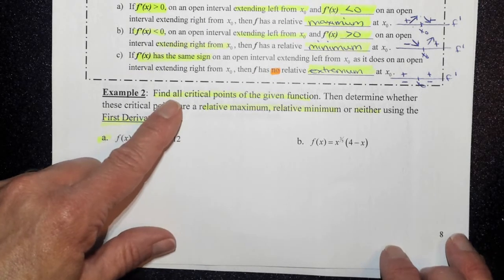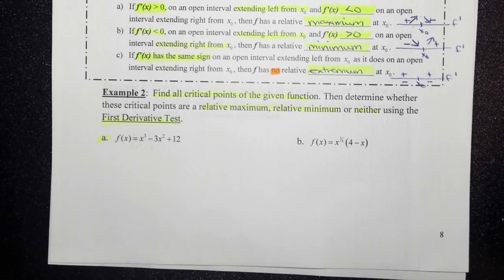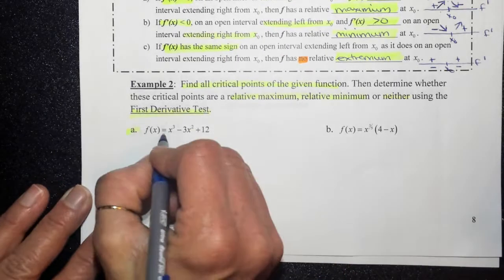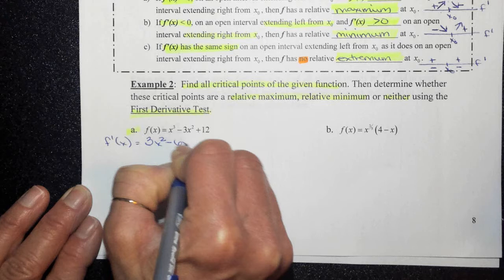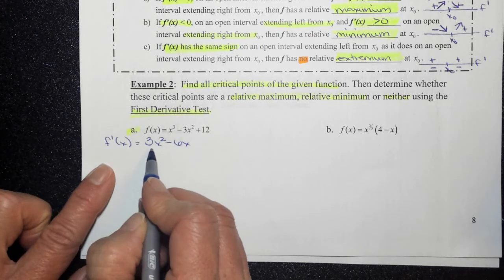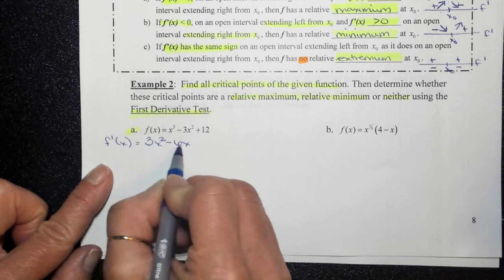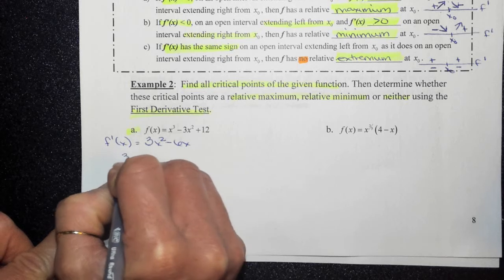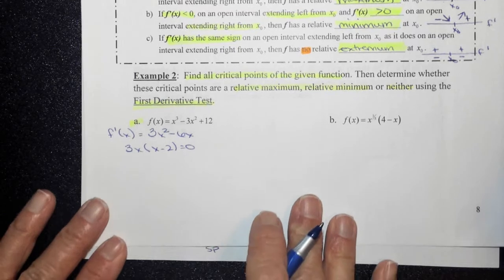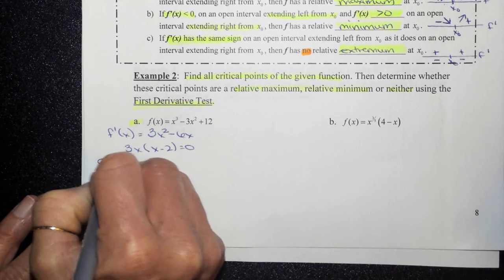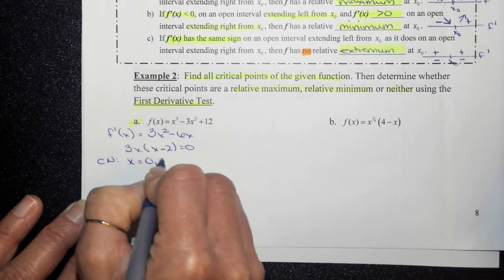It says find all critical points and then determine if these critical points are relative max, min, or neither using the first derivative test. Okay, so the first thing we do is we take the first derivative. F prime of x is equal to 3x squared minus 6x. Then we need to find our critical points by setting the derivative equal to 0. So in the meantime, I'm going to factor out a greatest common factor. So I've got 3x times x minus 2 is equal to 0. My critical numbers are found by setting the derivative equal to 0. So that means I get x is equal to 0 and positive 2.